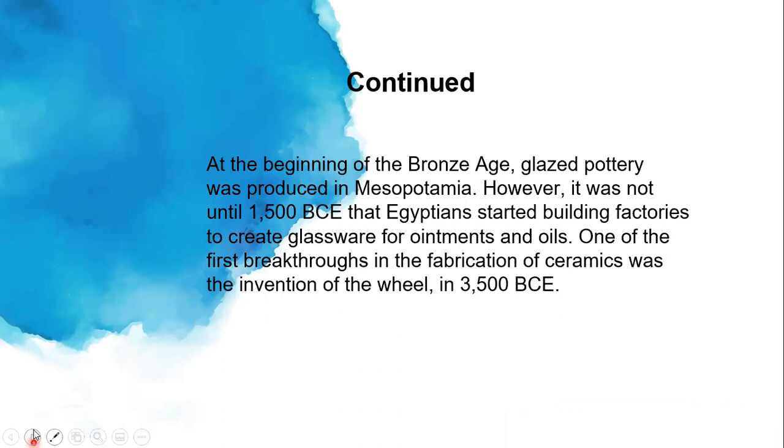At the beginning of the Bronze Age, cuando inició, ¿verdad?, la edad de bronce, clay pottery was produced in Mesopotamia. However, it was not until 1,600 before Christ that Egyptians started building factories to create glassware for ointments and oils, okay? One of the first breakthroughs in the fabrication of ceramic was the invention of the wheel in 3,500 before Christ. Entonces, como ustedes pueden ver, inició en la edad de bronce en Mesopotamia, pero luego continuó.